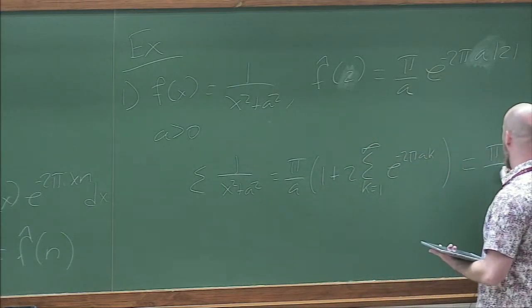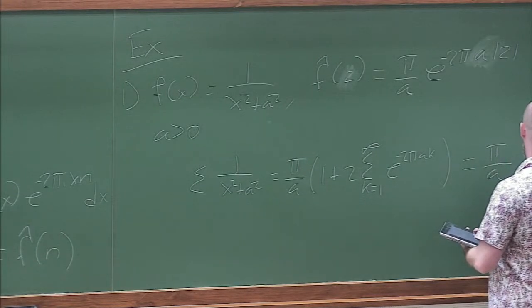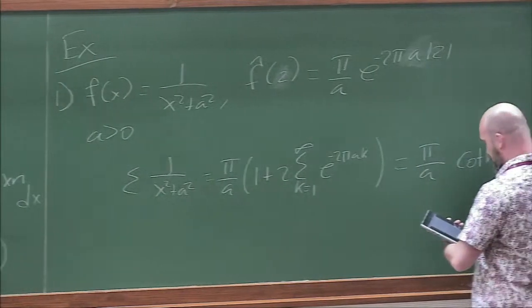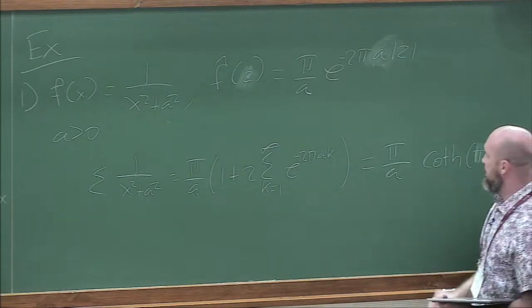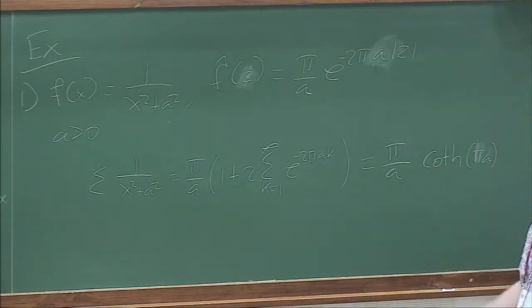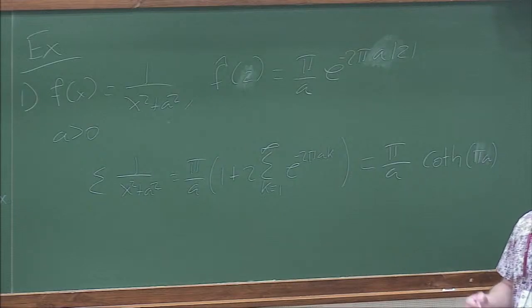This gives us pi over a times the hyperbolic cotangent of pi a, the way that I've written this. This is the identity that we get out of here. This is an identity that we use specifically for finding the Fourier expansions of Eisenstein series.